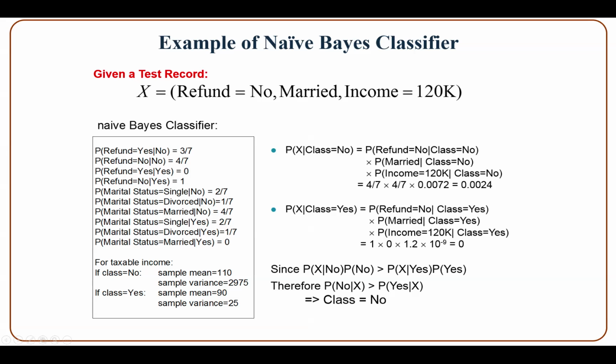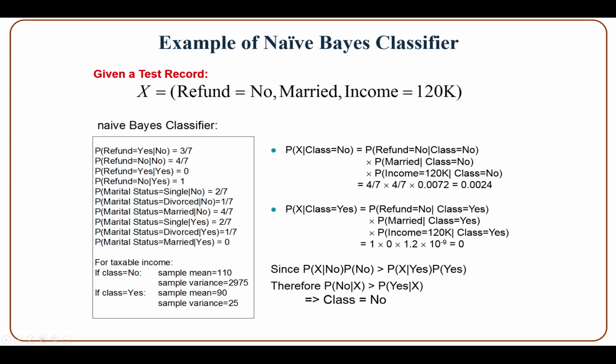From the data set, you have computed the probability of attributes given the class, either no or yes. Taxable income is a continuous attribute. For class no, you compute the sample mean and the sample variance. And for class yes, you also compute the sample mean and the sample variance.